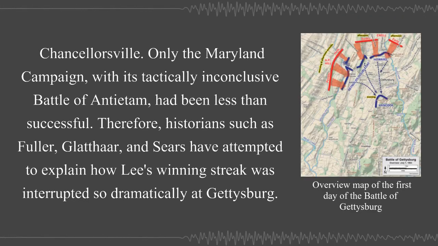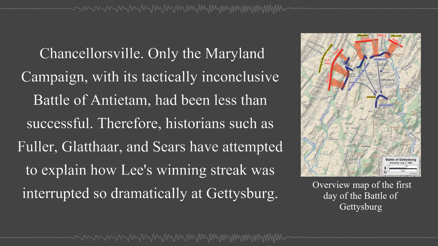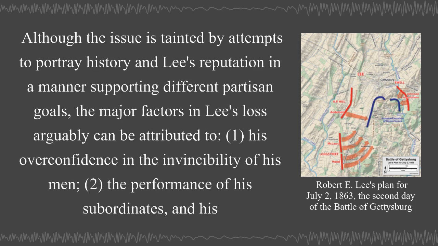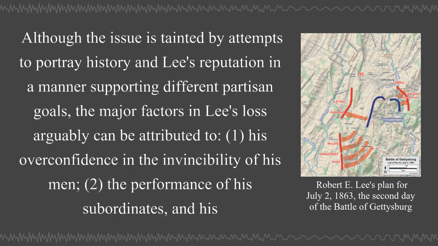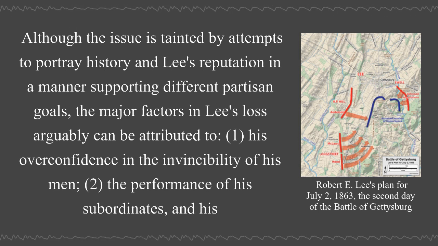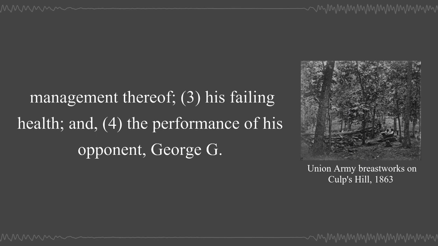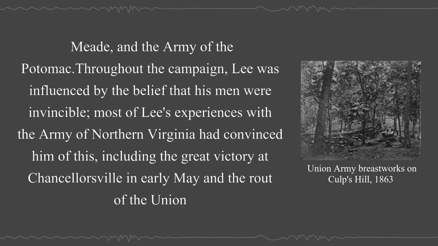Therefore, historians such as Fuller, Glatthaar, and Sears have attempted to explain how Lee's winning streak was interrupted so dramatically at Gettysburg. Although the issue is tainted by attempts to portray history and Lee's reputation in a manner supporting different partisan goals, the major factors in Lee's loss arguably can be attributed to 1. His overconfidence in the invincibility of his men, 2. The performance of his subordinates and his management thereof, 3. His failing health, and 4. The performance of his opponent George G. Meade and the Army of the Potomac.